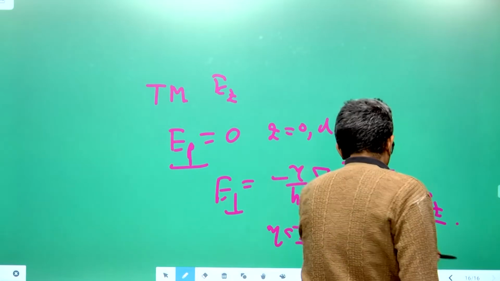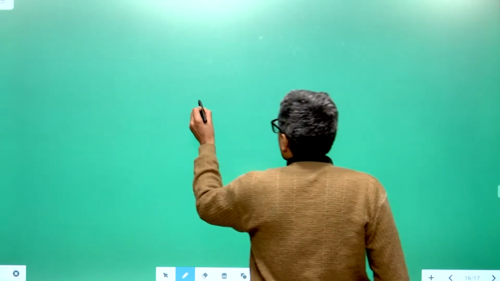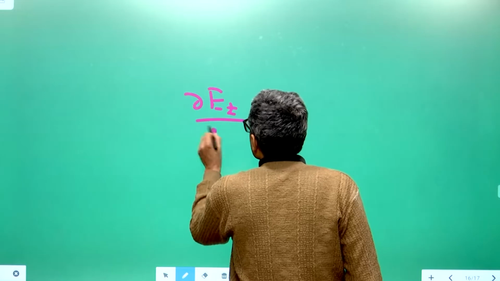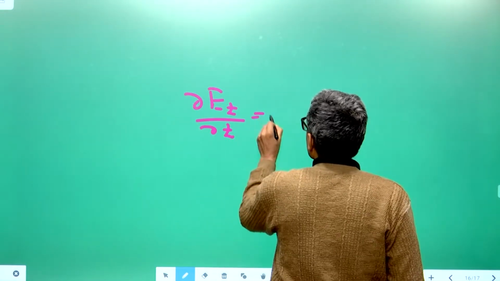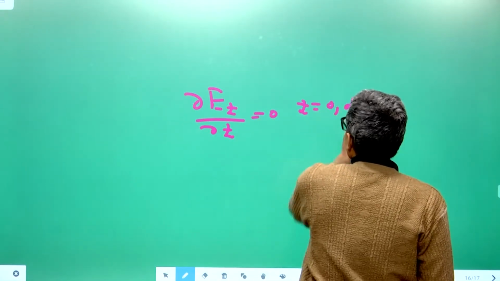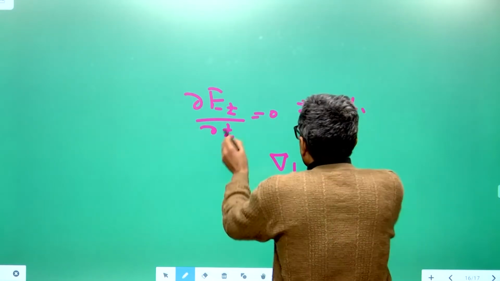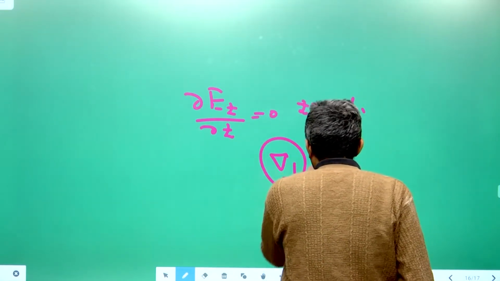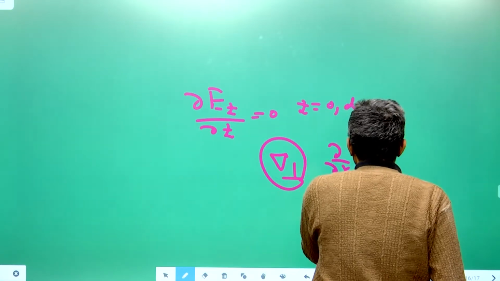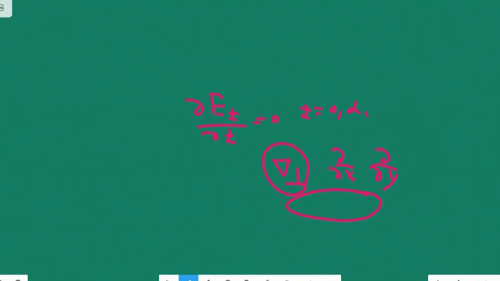so dou Ez by dou z should vanish when z is 0 or d. That is because del perpendicular will automatically vanish when z is 0 or d, because del perpendicular involves transverse derivatives with respect to x and y. So if some function of x and y vanishes on this boundary, then its derivative with respect to x and y will always also vanish on the boundary, because as x and y vary, it moves only on the top boundary. If some function f of x y is 0 here, then dou f by dou x, dou f by dou y will all be 0, right, because it is 0 for all x y falling on the surface.